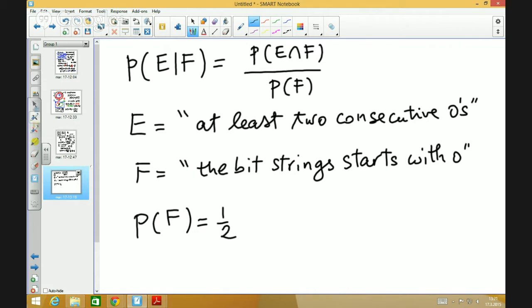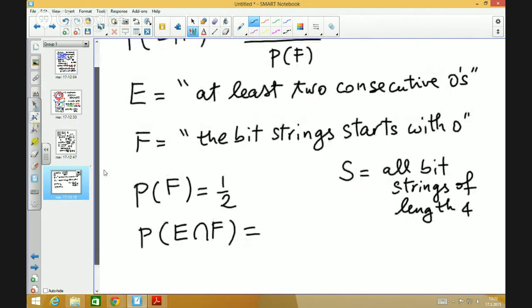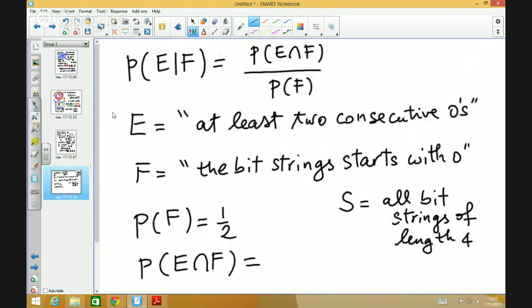Now, this makes intuitive sense. Why? Because the first bit is determined by stuff in our formula. In fact, let's start plugging in. So this is going to be 2 times the probability of E intersected with F. Why 2? Because the probability of F is a half, and it's under the fraction. Okay, so all we're left to do now is to calculate the probability of E intersection F.